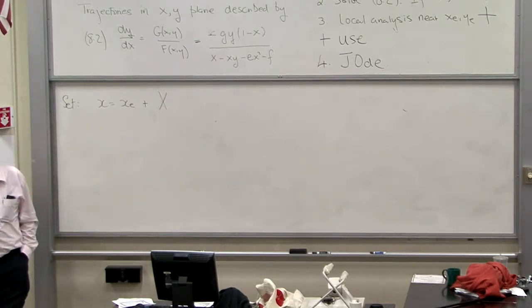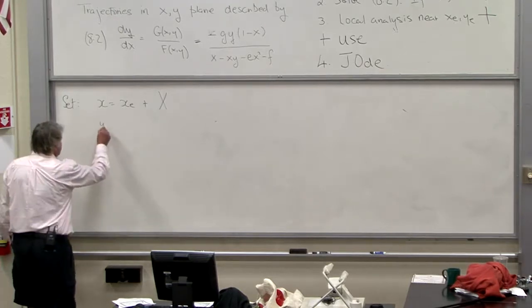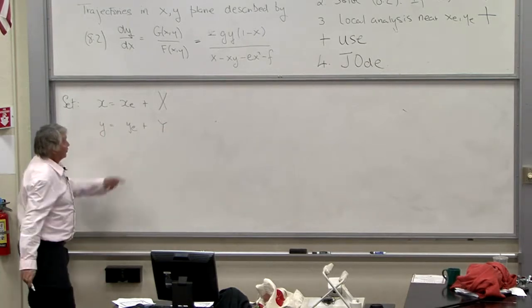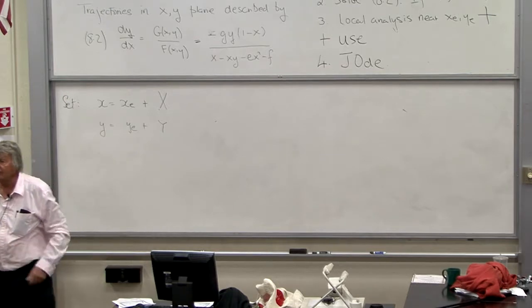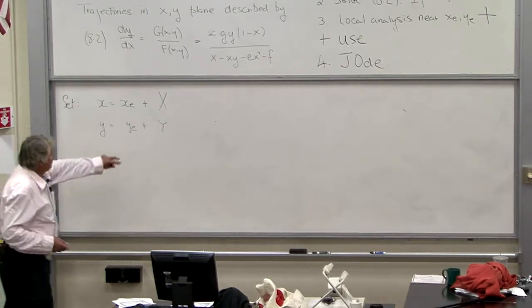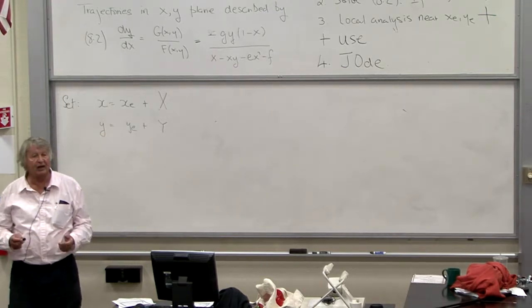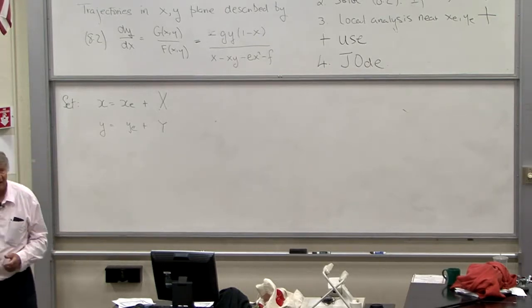And we're going to think of big X as small, meaning that big X is much bigger than big X squared or big XY, where we set y equals ye plus capital Y. We're going to think of these as small, and we're going to derive equations for them. We'll see that they satisfy linear constant coefficient equations, which we can solve.